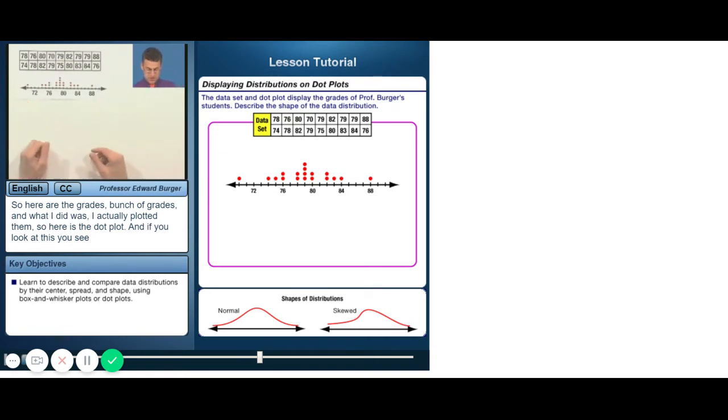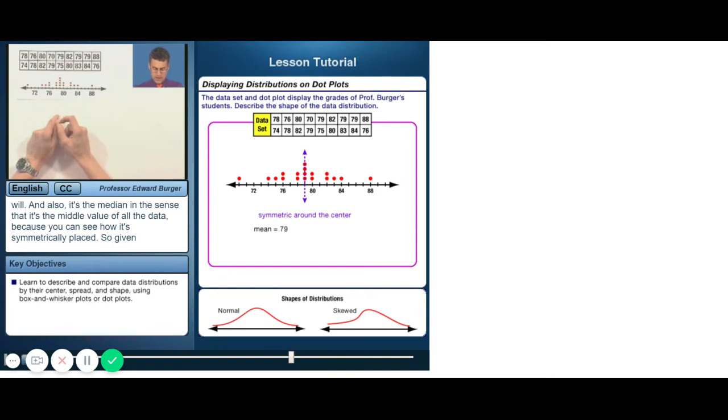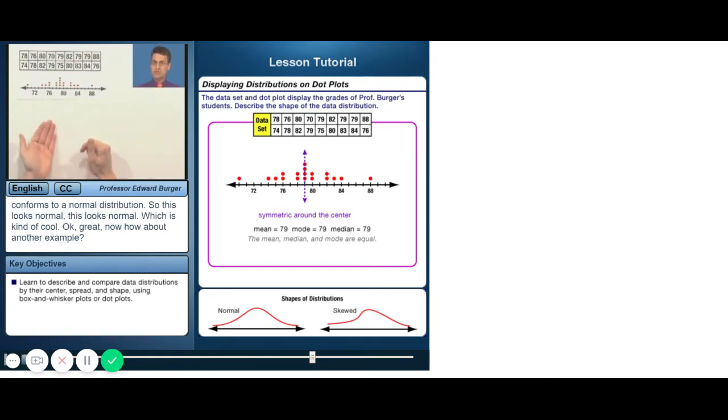If you look at this, you see that it's perfectly symmetric along this point right here. And if you find the mean of this data, you'll see that it's exactly 79, which is this value right here. You can just look visually and see that that's also the mode. It's the most popular answer, if you will. And it's also the median in the sense that it's the middle value of all the data, because you can see how it's symmetrically placed. So given the fact that it has this bell-shaped curve and all the measures of center are the same, it looks like this data set conforms to a normal distribution. So this looks normal, which is kind of cool.